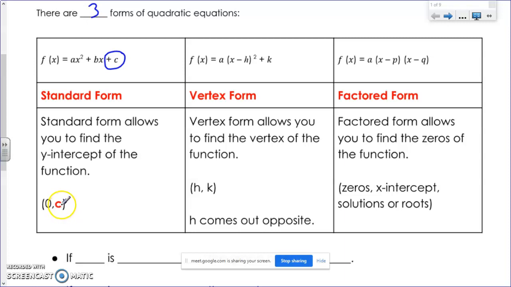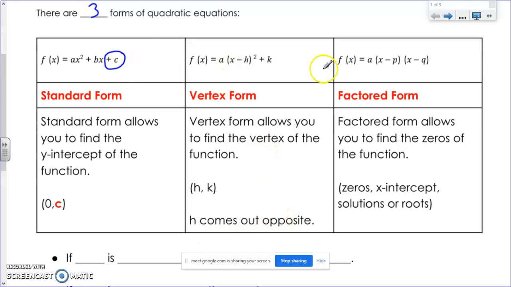Okay? So if you have standard form, what can you get quickly? The y-intercept. Okay? Vertex form, what does vertex form allow us to do? You think? Find the vertex quickly. Okay, so the vertex is going to be your h and k. Notice in the problem, h is negative, but then when I come to my vertex, h is positive. H comes out opposite. Not positive, opposite.